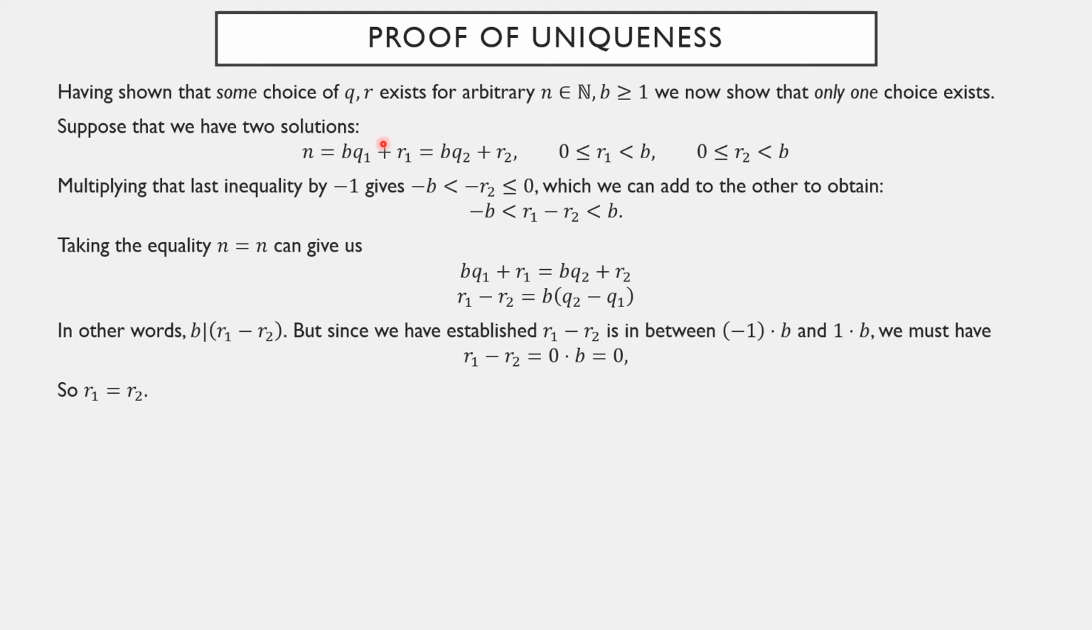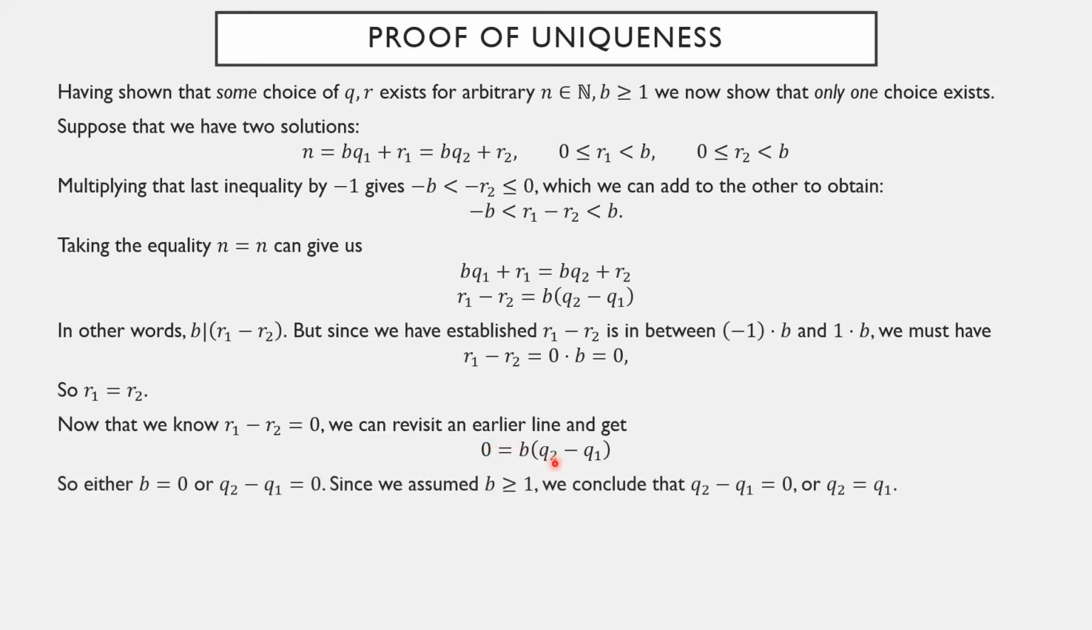So starting off by assuming I could write this in two separate ways, these two r's have to actually be the same number. So let's go back to an earlier line. Specifically right here, if r1 equals r2, then this must be 0. So 0 is equal to b times (q2 minus q1). The only way the product of these two values can be 0 is if one of them is 0. Either b is 0 or q2 minus q1 is 0. But we assumed b is bigger than or equal to 1. That's part of our initial setup way at the beginning. So this can't hold, therefore this does. If q2 minus q1 is 0, then q2 must equal q1.